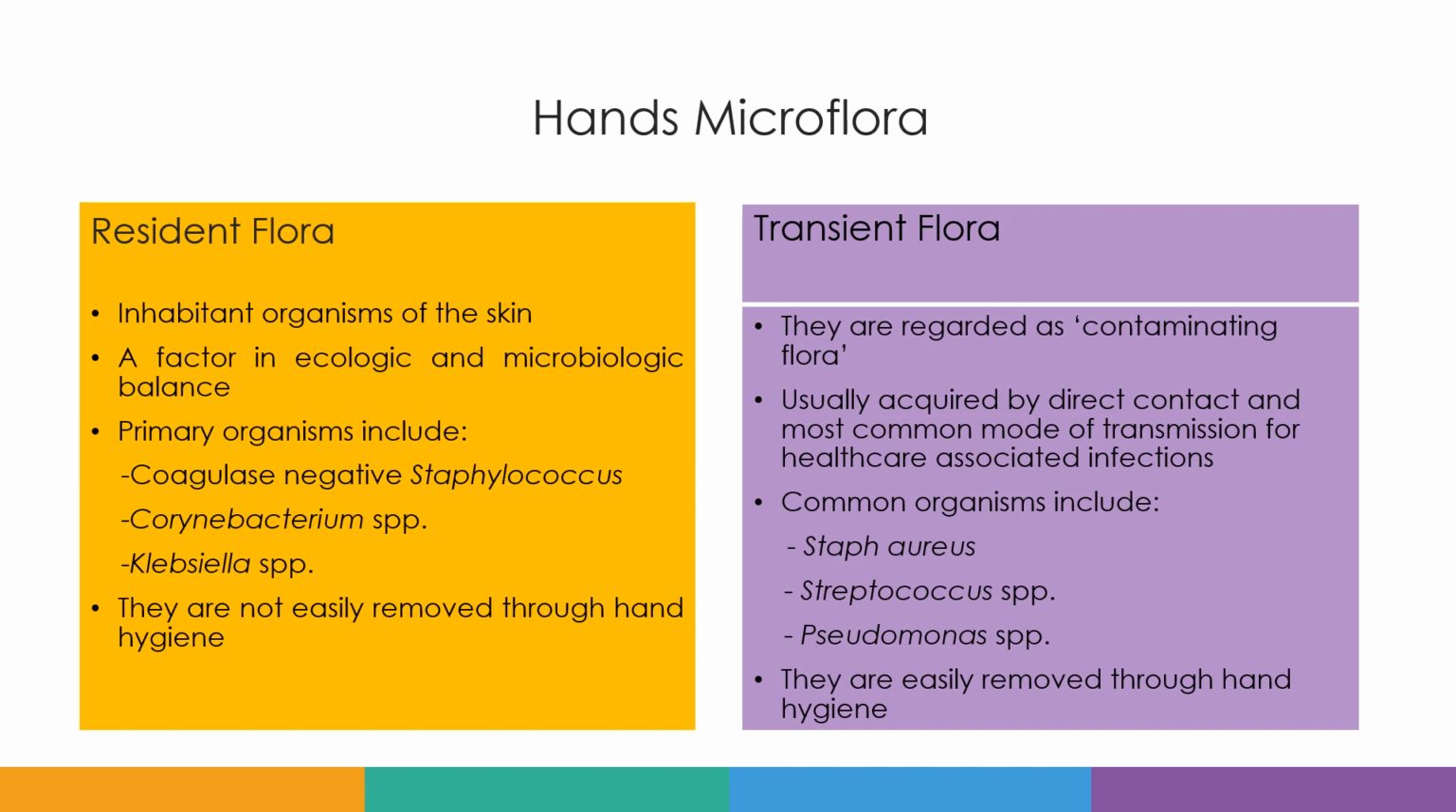On the other hand, the transient flora are regarded as contaminating flora or hitchhiker organisms. They are usually acquired by direct contact and are the most common mode of transmission for healthcare-associated infections. The common organisms include Staphylococcus aureus, Streptococcus species, and Pseudomonas species. The transient flora are easily removed via hand hygiene.